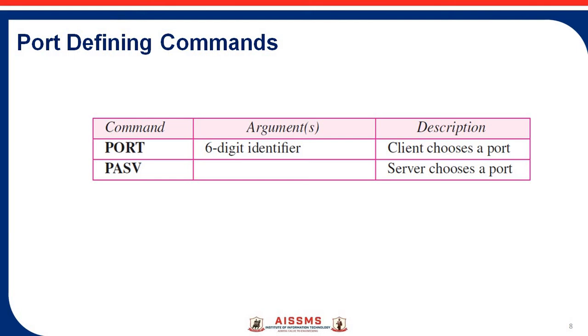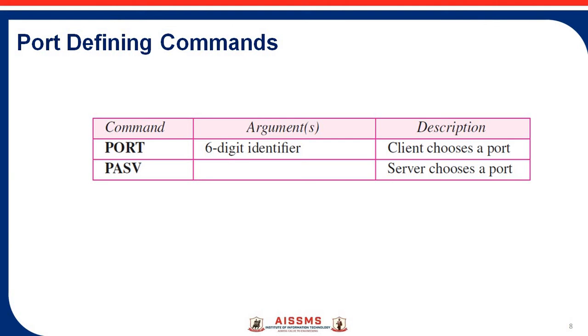Now we'll see port defining commands. These commands define the port number for the data connection on the client side. There are two methods. In the first method, using the PORT command, the client can choose an ephemeral port number and send it to the server using a passive open. The server uses that port number and creates an active open.